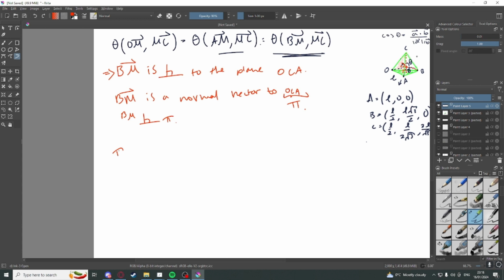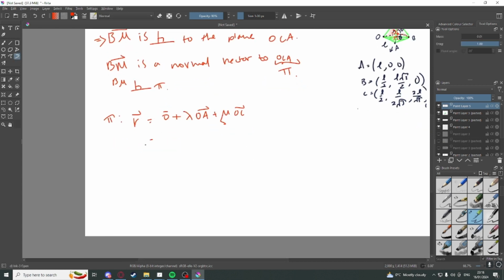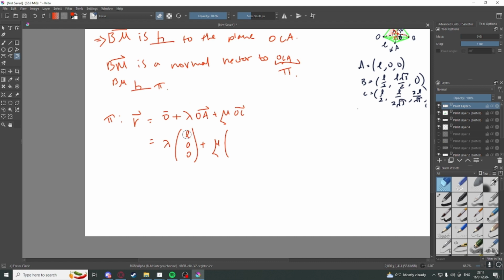So Pi can be described with the position vector going through the origin, so I could just say the 0 vector plus some scalar of OA plus another scalar of OC. The 0 vector has all entries 0, so this won't really matter. This would look like lambda times (L, 0, 0) plus mu of... L is a constant, so we can bring that out, and instead I should really write 1, and if I bring it out, I can absorb that constant into lambda.